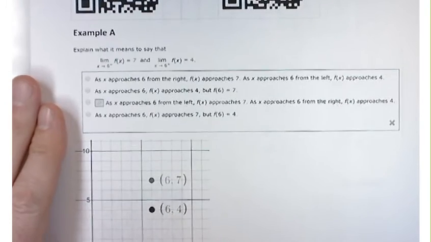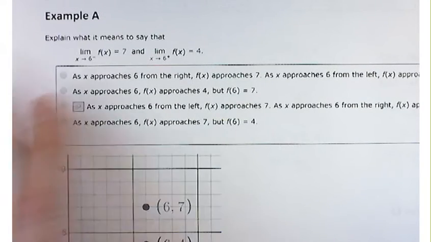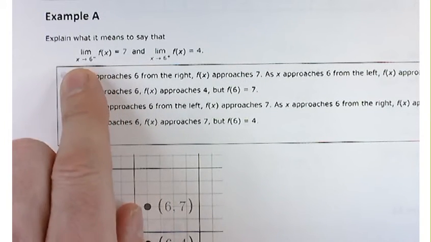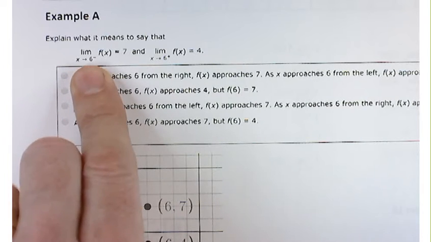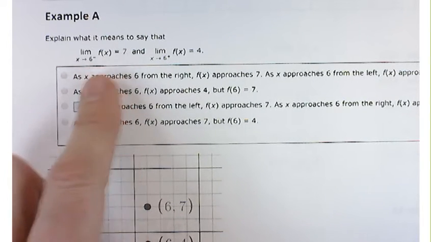So this is coming right out of one of your homework problems. It says, explain what is meant to say the limit as x approaches 6 from the negative side, or from the left, of f of x equals 7.